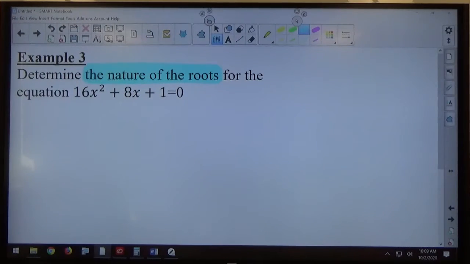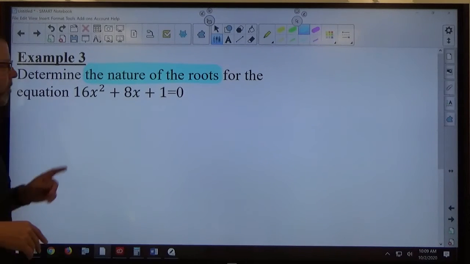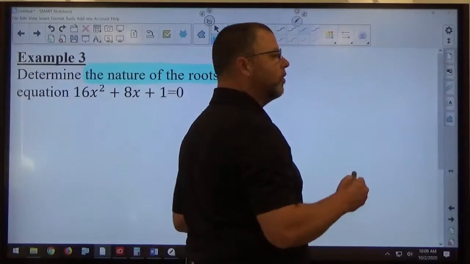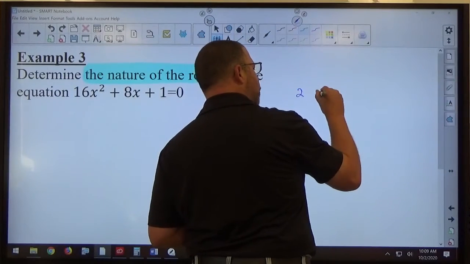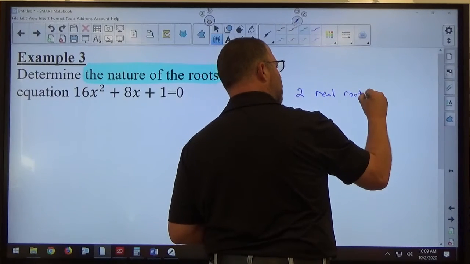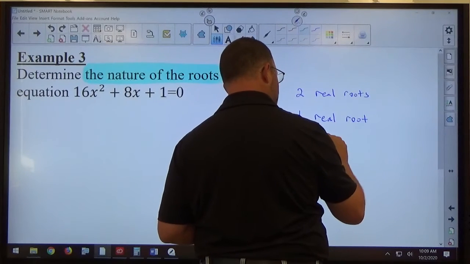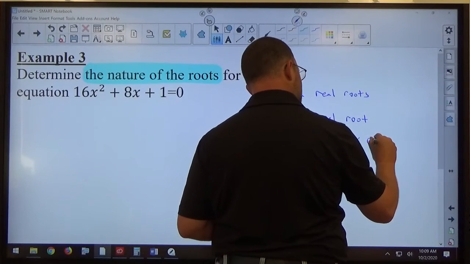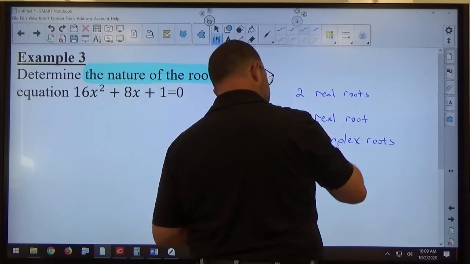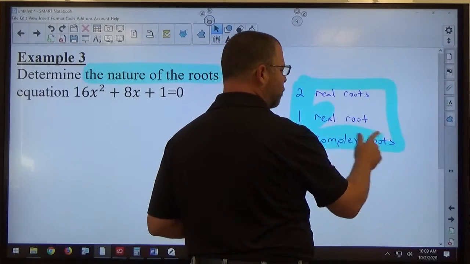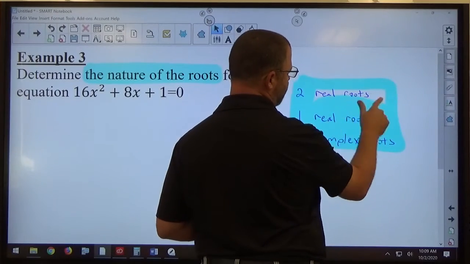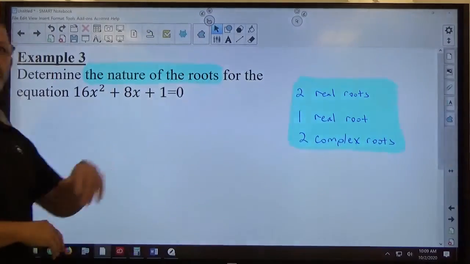First off, the word root means answer. So, what are the answers like in this problem, the solutions to the problem? What values of x make this equal to 0? What do they look like? When they ask you that specific question, your answer is either going to be 2 real roots, 1 real root, or 2 complex roots. When they ask for the nature of the roots, those are what the answers are. It's like a multiple choice problem at this point. Those are your only choices.